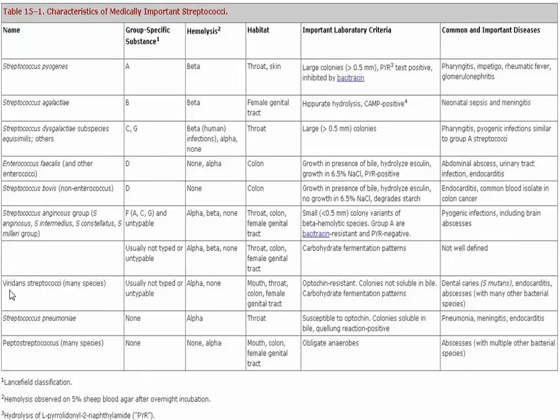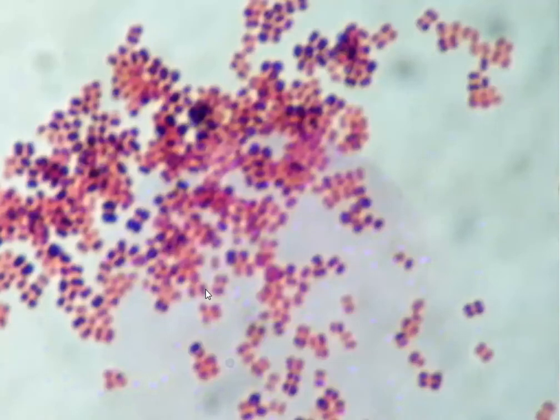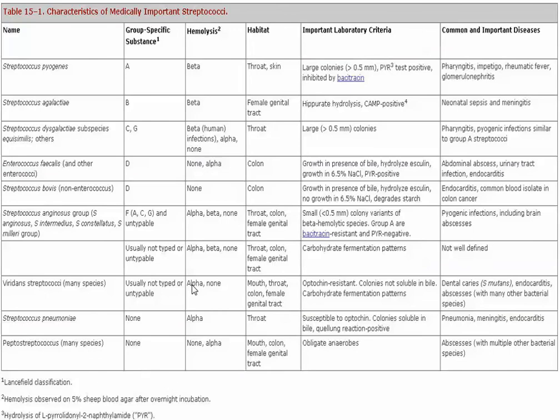Viridans streptococci, many species. This causes alpha or non-hemolysis. This is found in the mouth, throat, colon, and female genital tract. This causes dental caries, S. mutans, which is the S. mutans that causes dental caries, endocarditis, abscesses, with many other bacterial species.